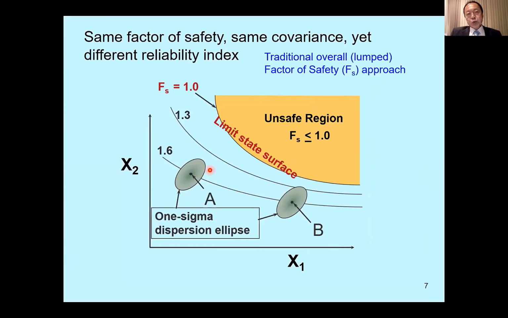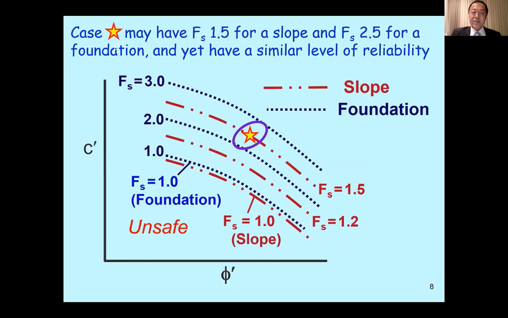This is just to highlight some limitations of the traditional overall or lumped factor of safety approach. You may have two cases, case A, case B, both having overall factor of safety 1.6. But as is clear from here, case A is the more reliable one because it will expand further to touch the limit state surface, the most probable failure point. Whereas case B will touch it with a little bit of expansion. So this is a more risky case, despite the same factor of safety.